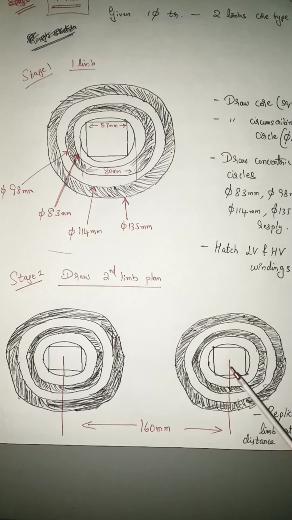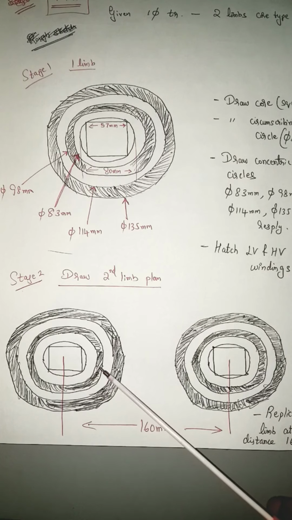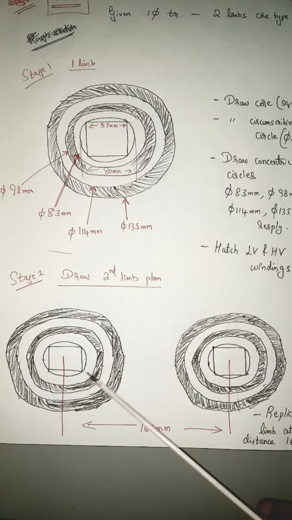Same thing you'll have to draw it here at a distance of 160 mm, because in the problem it is being mentioned that center to center distance between the two cores is 160 mm. So from the center of this core to the center of this core will be 160 mm. So at that distance, replicate the same drawing. Whatever you have done here, repeat the same here.